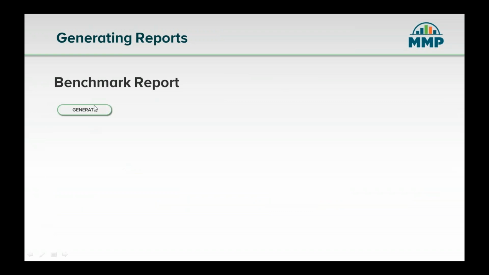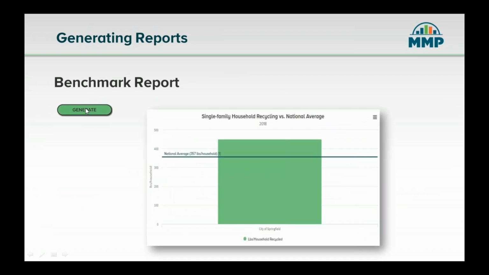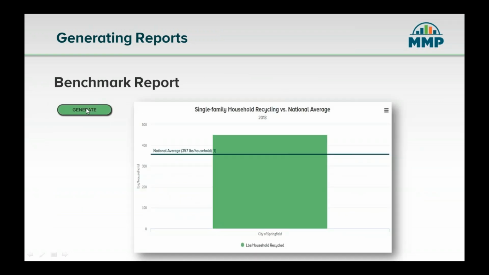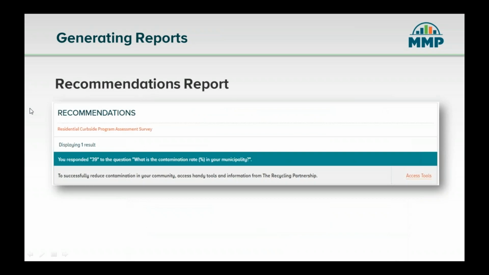If you're looking to compare your municipality's recycling performance to the rest of the country, one of our first benchmarking reports that we have available is going to compare the average pounds of recycling generated by each single family household in your municipality to the national average, which is 357 pounds per household. And so that's going to be available right there. And the recommendations report, which I'm going to have Liz speak to.